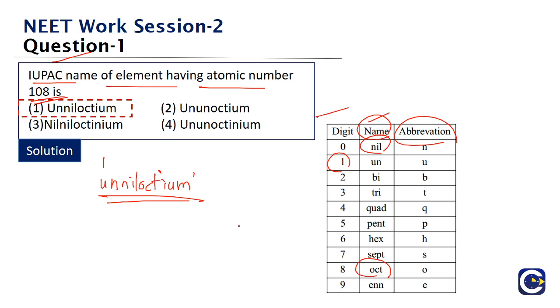If you want to give the symbol for this, the symbol will be: un means the symbol is U, that is 1. 0 means the symbol is N. And 8 means the symbol is O. So this is the full name, and this will be the symbol. The name will be unniloctium, and the symbol will be UNO. I think we did a similar model of question in work session 1 also. This is an important area.